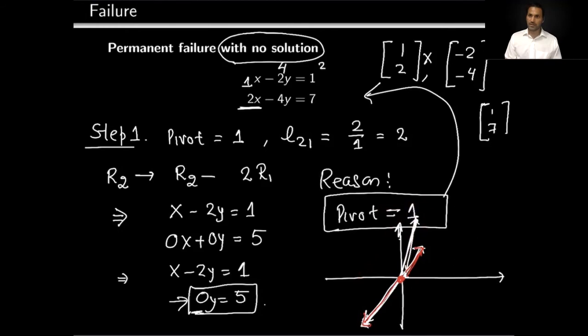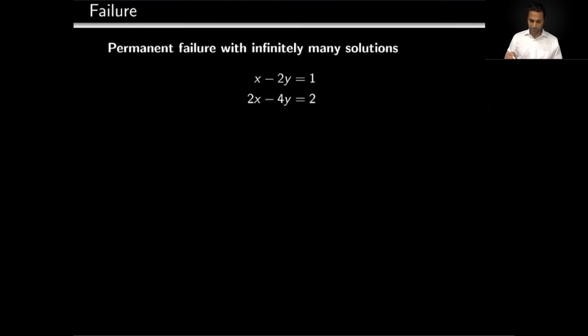The row picture also tells you why the system does not have a solution. If you draw the row picture, there will be two parallel lines and they will never meet. So in that situation, the system has no solution.